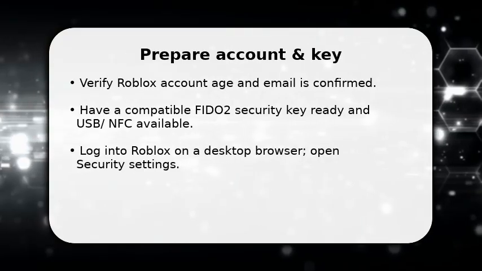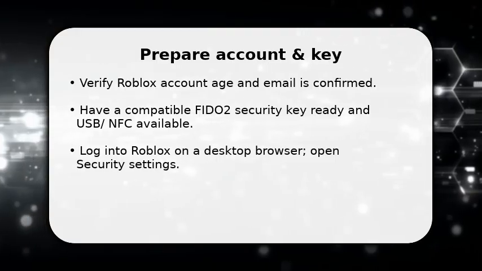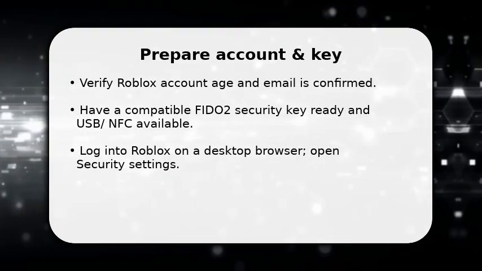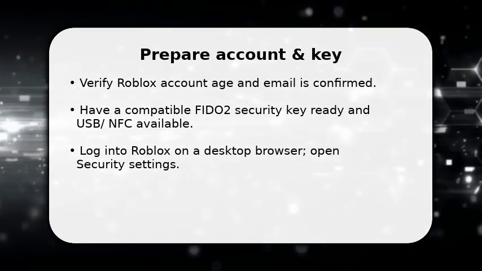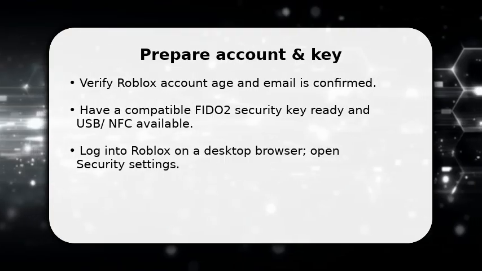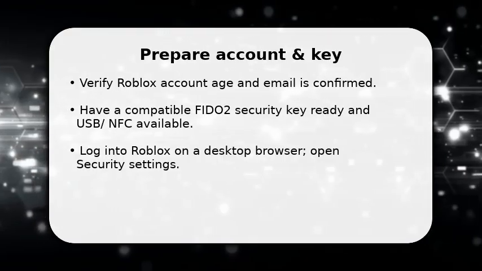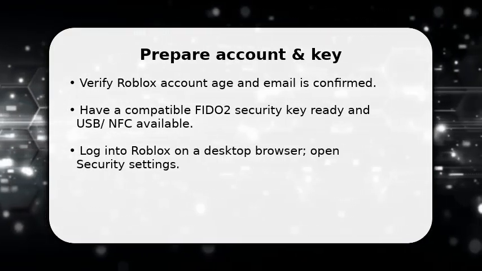You start by confirming your account email and age to unlock security features. Once done, plug in or pair your FIDO2 security key to the computer. Make sure USB or NFC works. Open Roblox in a desktop browser, go to Settings, right arrow Security, and choose Add Security Key.